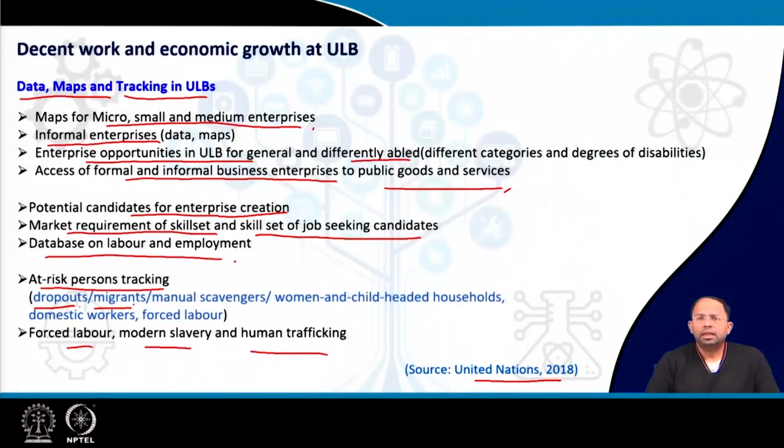People move from one city to another, but sometimes they are put into forced labor, or there may be human trafficking as well. So we have to keep track of those particular people. Manual scavengers, earlier, as you know, we have stopped by rule, manual scavengers have to be employed in certain other sectors. We have discussed that in detail in previous lectures. So keeping track of that. Women and child-headed households, domestic workers, forced labor, all this has to be tracked, and then we can take some measures to prevent them.